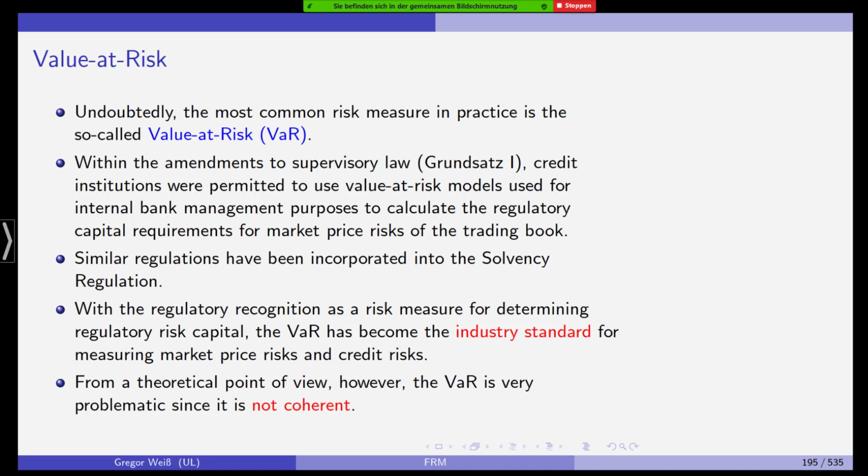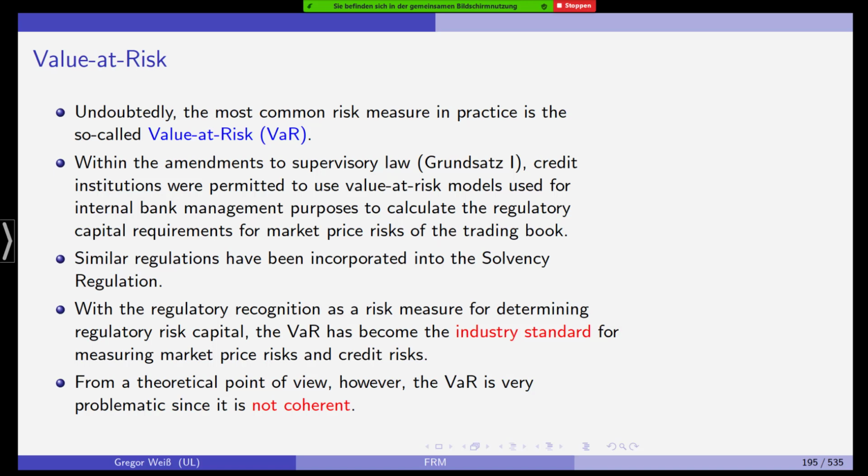This doesn't seem to be such a big deal, but it actually was, because internally, in your internal processes, in internal accounting and internal bank management, you can do whatever you want. The regulator doesn't really care. But when it comes to regulatory capital requirements, the regulator and the supervisor set the rules. And what was now allowed was that banks could use the value at risk models they were using anyway in their internal bank management. These models could also be used to calculate the regulatory capital requirements.